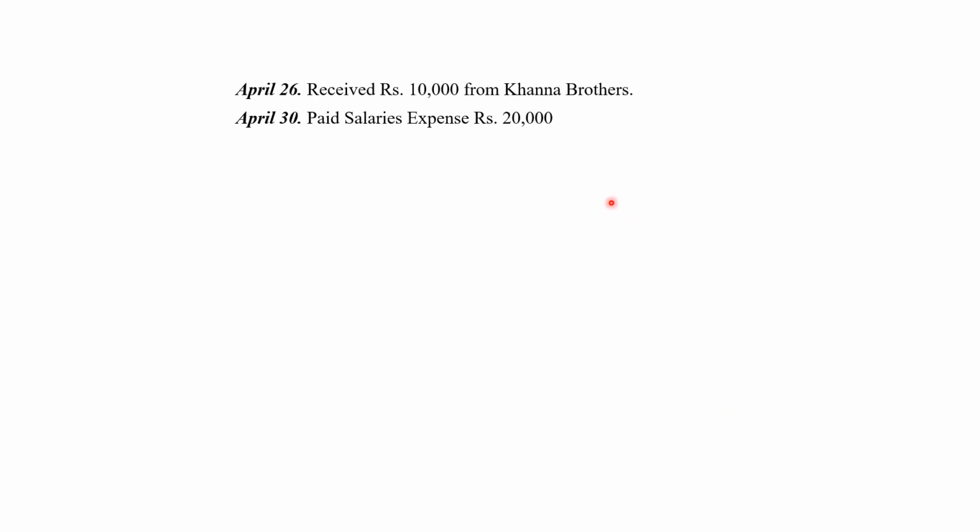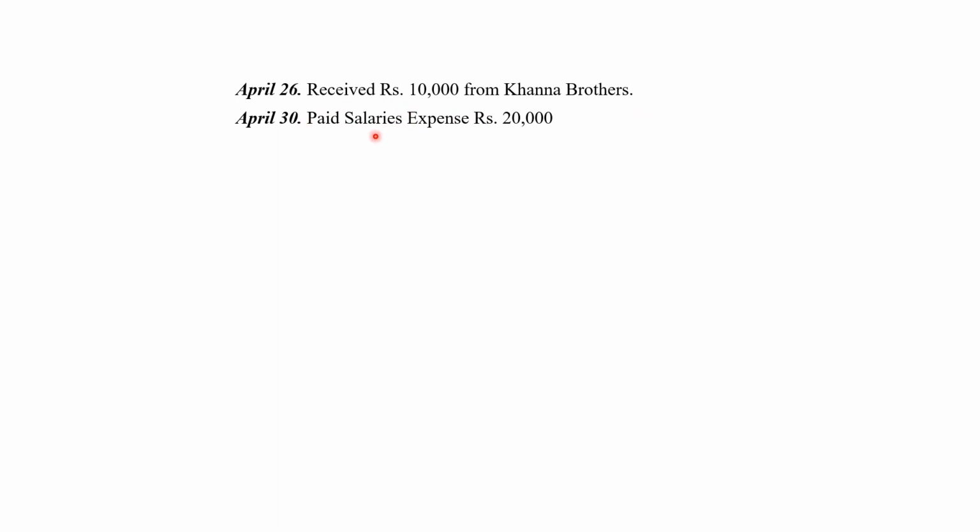Now let's look at these two entries over here. On April 26th, we received rupees 10,000 from Khanna Brothers. Well, they had picked up, I think, goods from us. And we paid salaries expense of rupees 20,000. So when we have received 10,000, it means cash has come in. So debit what comes in, it's a real account over here. Cash account debtor 10,000, and who has paid it? Credit the giver. So Khanna Brothers are the giver, to Khanna Brothers account. So cash account debtor 10,000 to Khanna Brothers account 10,000.